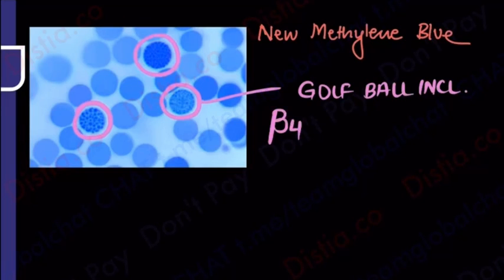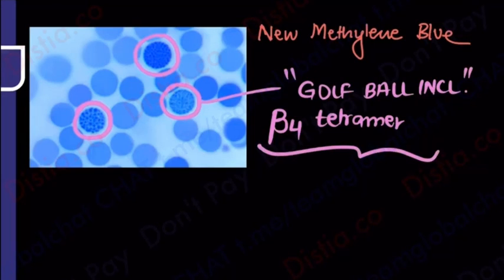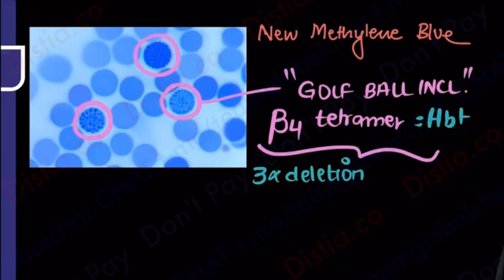The boy is spending time with his own self. Beta 4. The boy is spending time with his own self. And how is he spending time with his own self? By playing golf. He is playing golf and spending time with his own self. And this is seen in which alpha thalassemia? The 3 alpha gene deletion thalassemia, and this is known as HbH disease.